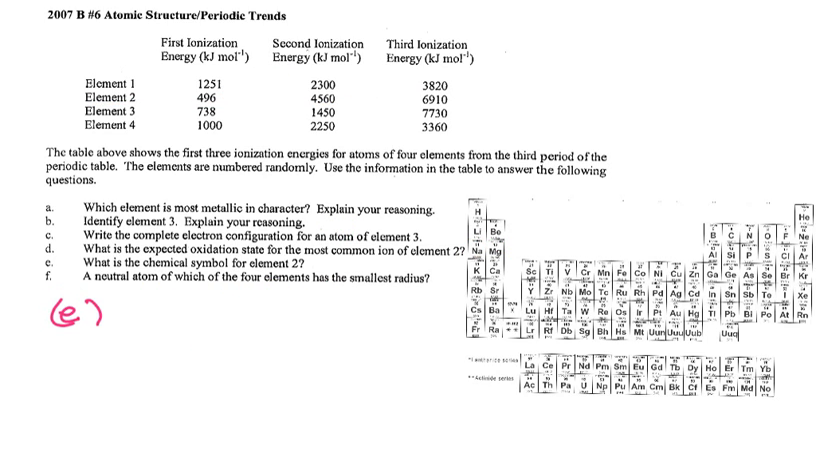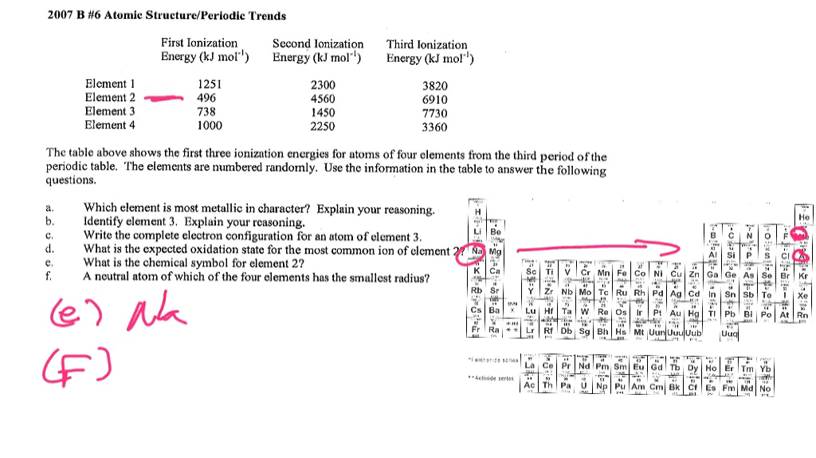Alright, E is pretty easy too. What is the chemical symbol for element 2? Well, we already decided it was sodium, so that's pretty straightforward. And then lastly, F, a neutral atom of which of the 4 elements has the smallest radius. Remember, smallest radius is going to be over here, and the biggest one's going to be over there. So we're looking for something pretty far up and to the right.